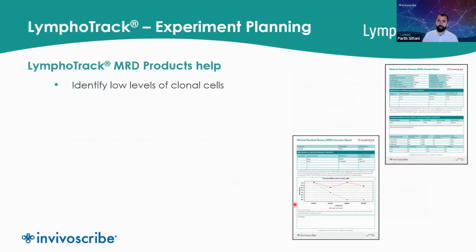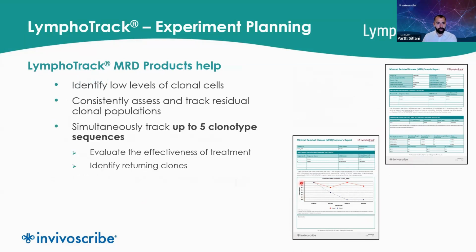These are the outputs of the LymphoTrack MRD software. You can see we create simple PDF reports to help identify low clonal cell populations. You can also track up to 5 different clonal rearrangements at the same time, and you can see that we can have a graph to watch that progression change over time. So depending on your needs for how many samples you want to track, the MRD software makes it very easy to clearly detect those on the same page or separate those out.